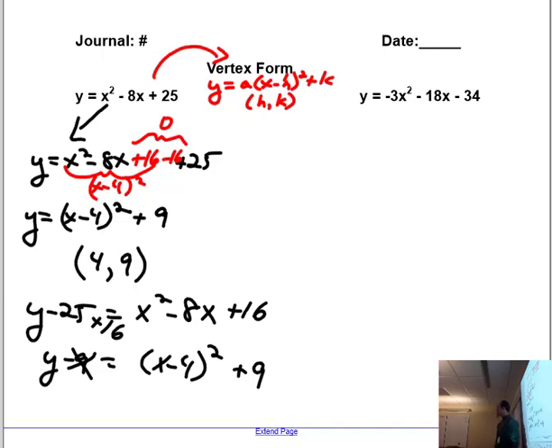Okay? Where are you getting the 16 from? Remember, for a perfect square trinomial, you take half of that middle coefficient, the linear coefficient, and square it. So half of negative 8 is negative 4. Squared is 16. So for this to factor into two of the same factors, a perfect square, half of the middle term squared has got to be that constant term. Okay?